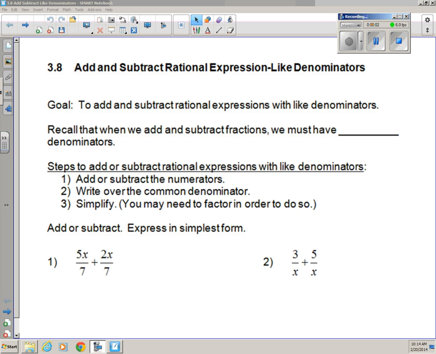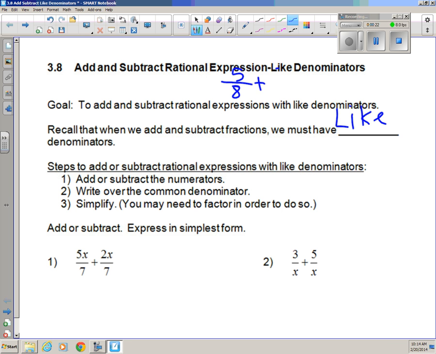Okay, so today's lesson is adding and subtracting rational expressions with like denominators. Recall that when you add and subtract fractions, you have to have like denominators. You can't forget how to add and subtract fractions. If we asked you to add something like 5/8 plus 2/8, we're just talking about eighths, and 5 plus 2 is 7, right? That'd be 7/8.